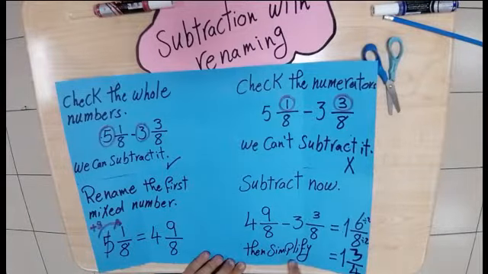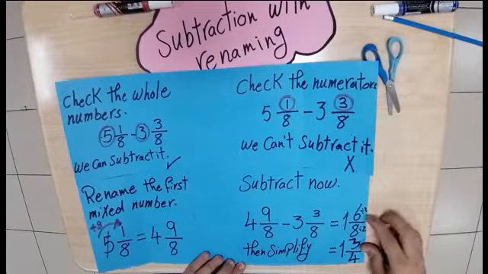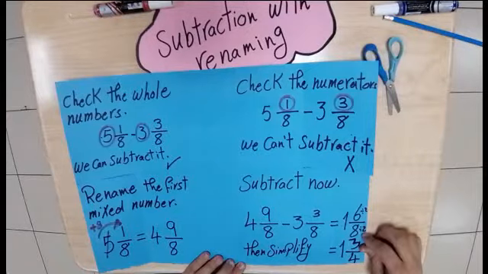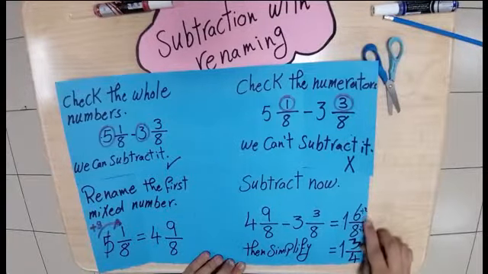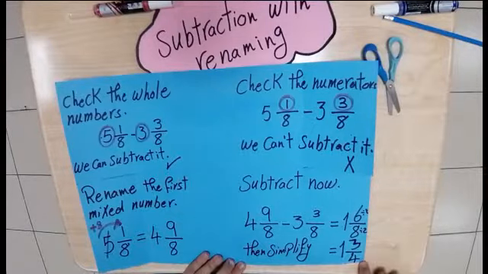Then simplify it, because 6 and 8 have the same common factor, which is 2. So let's simplify it by dividing up and down by 2. So 6 divided by 2 equals 3, and 8 divided by 2 equals 4. So our final answer will be 1 and 3 over 4.